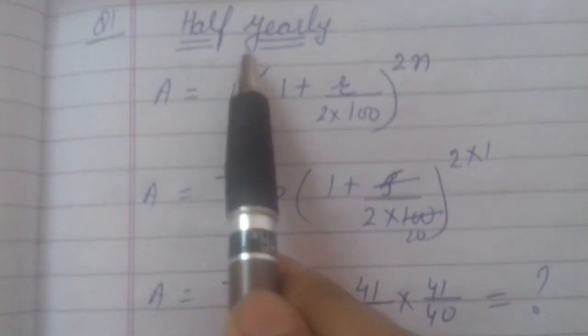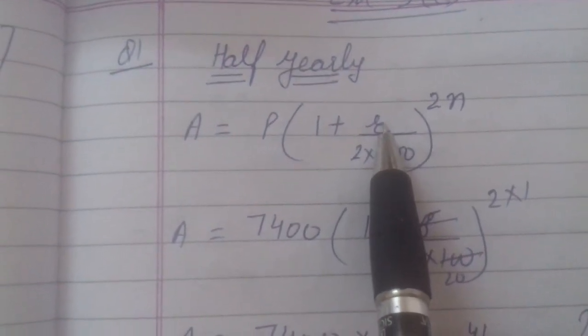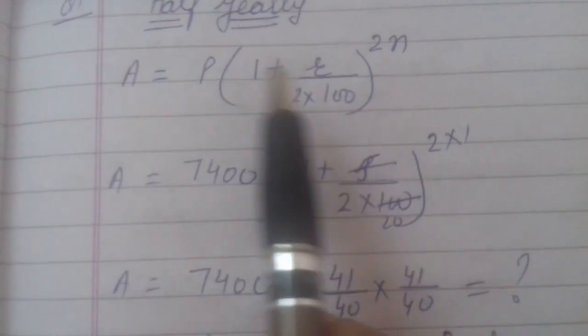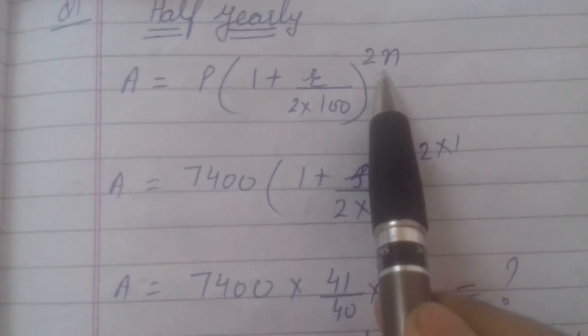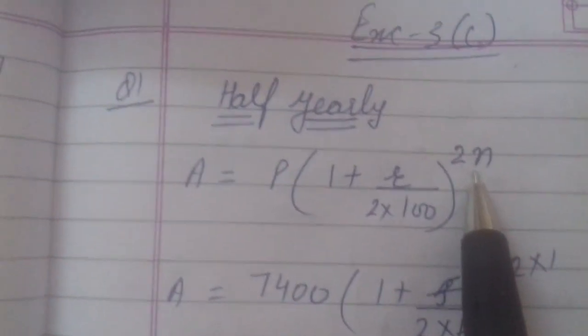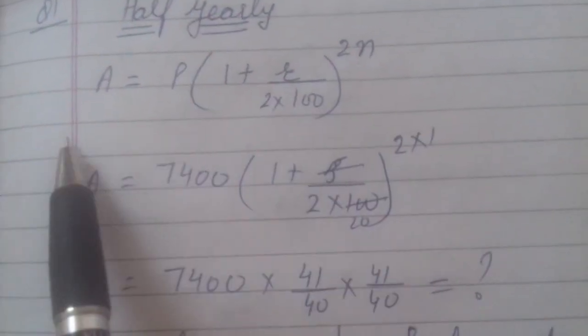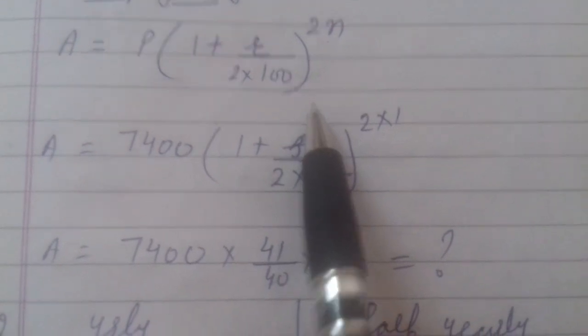Again, in case of half yearly we have to half the rate also. So it will become rate divided by 2 into 100. Earlier what we were taking? R by 100 raised to the power n. And here what we have to take? 2n. Clear? So this is the formula of finding amount in case of semi-annually.